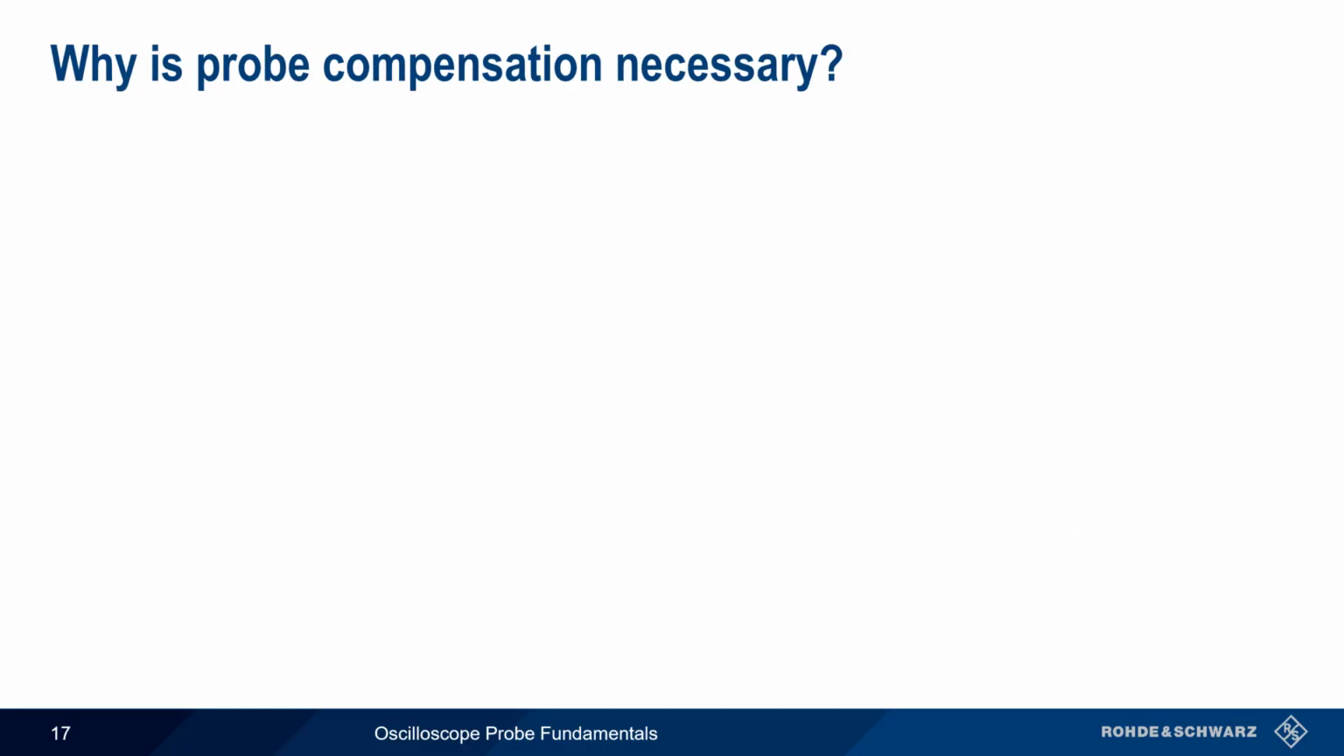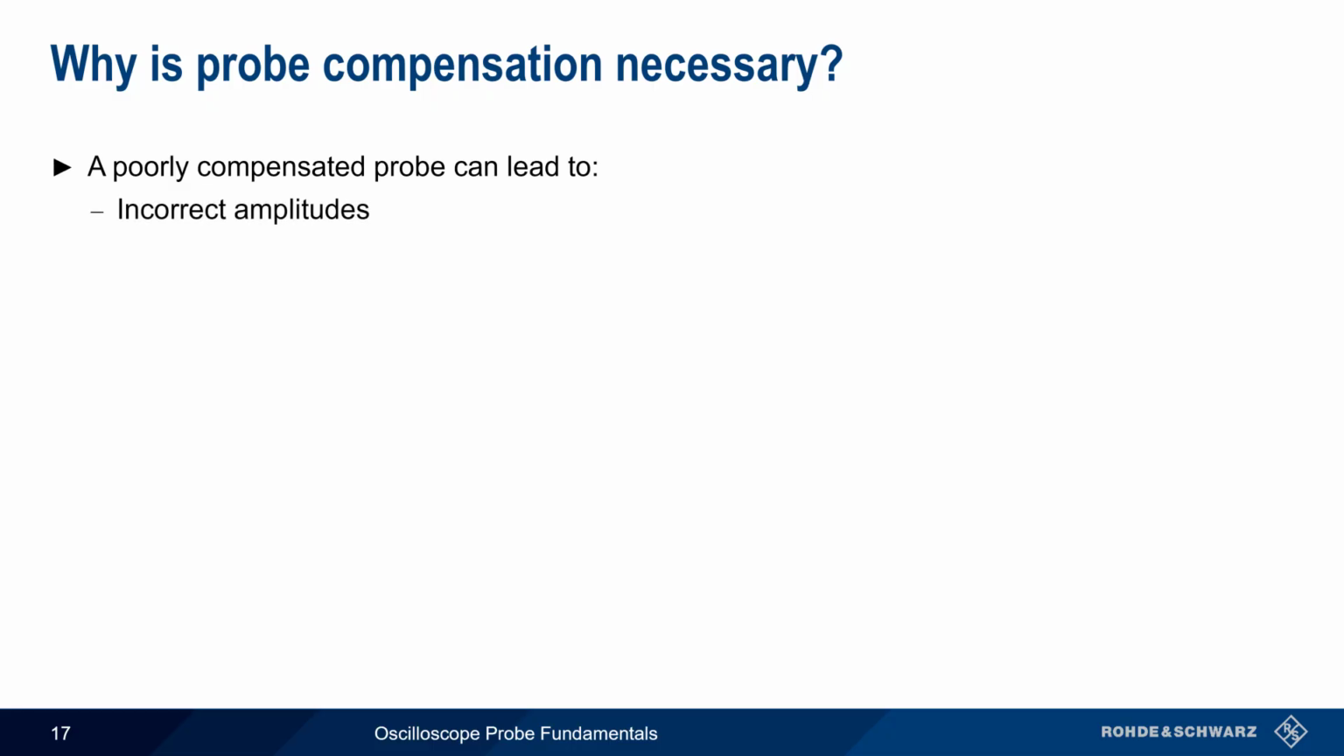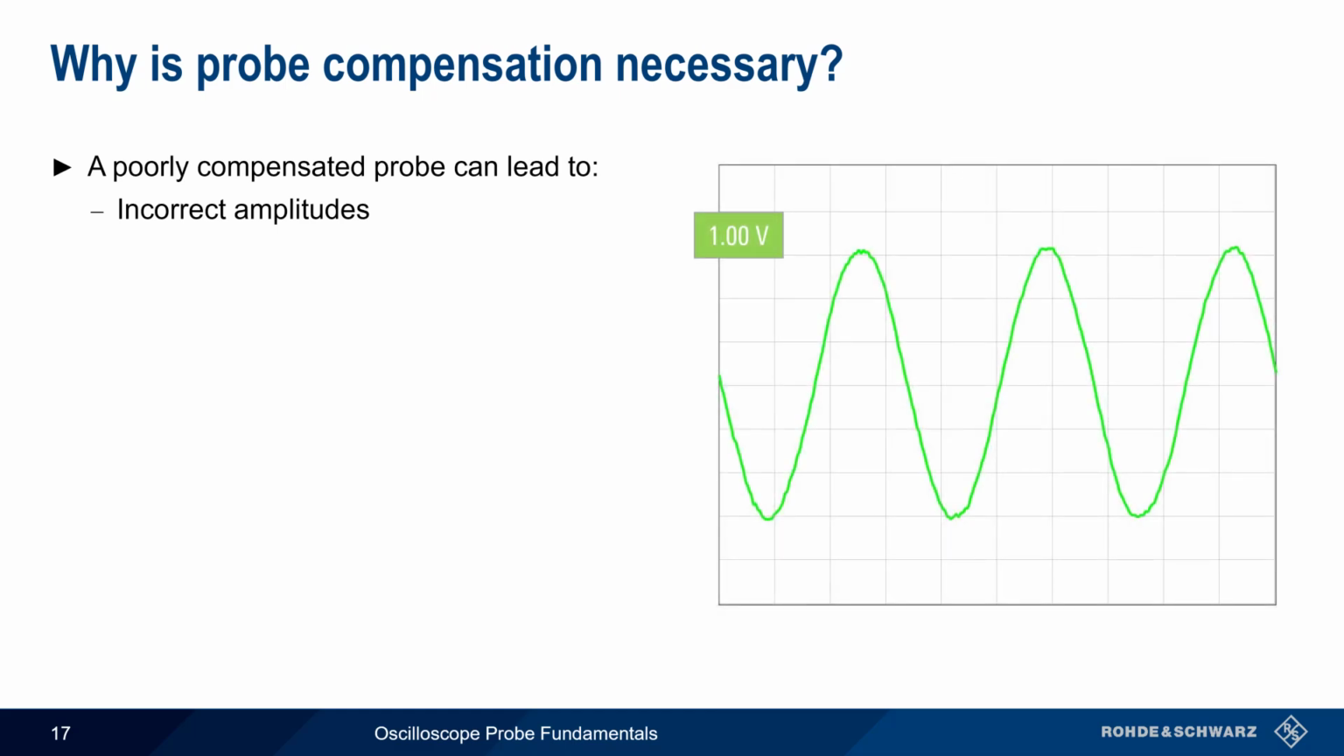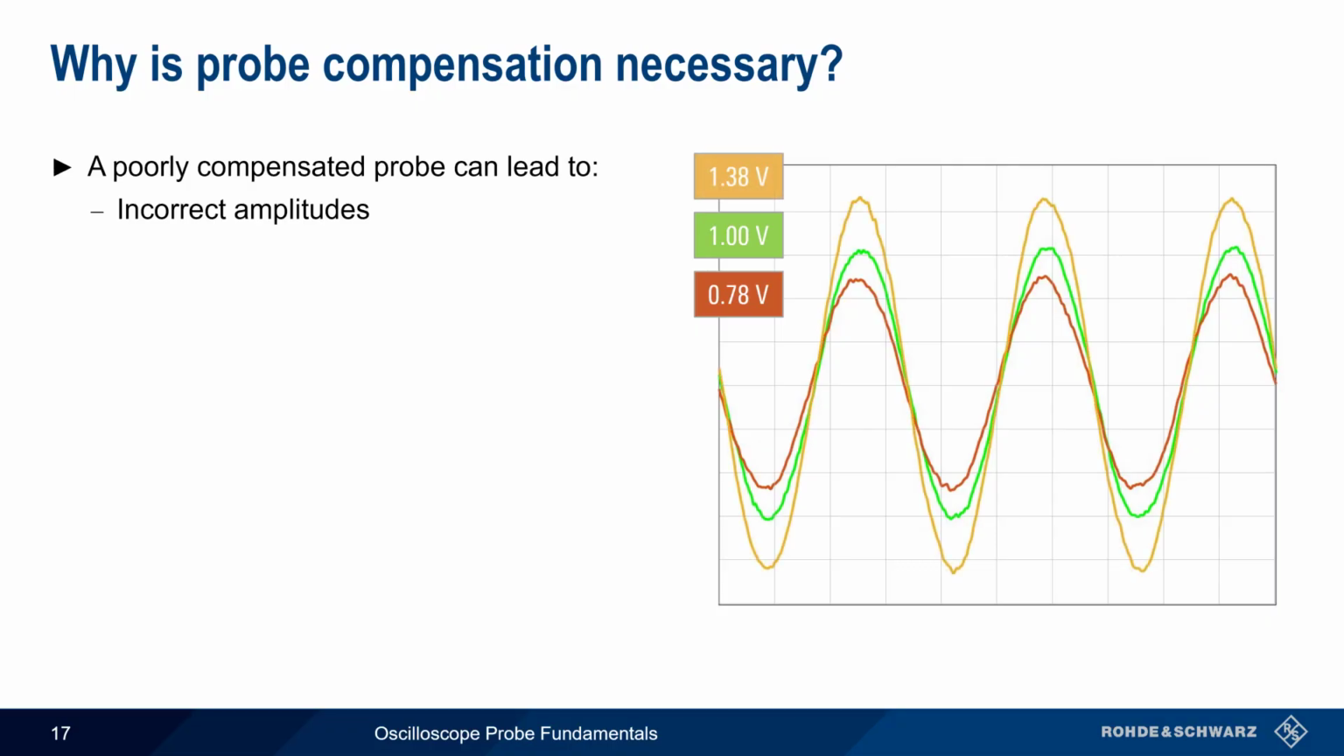Let's look at why this is. A poorly compensated probe causes two main types of measurement inaccuracies. The first is incorrect amplitudes. For example, if we compare a measurement made with a properly compensated probe to measurements with an undercompensated or an overcompensated probe, we find significant amplitude variation even at low frequencies.